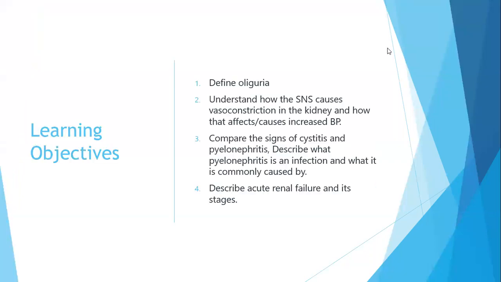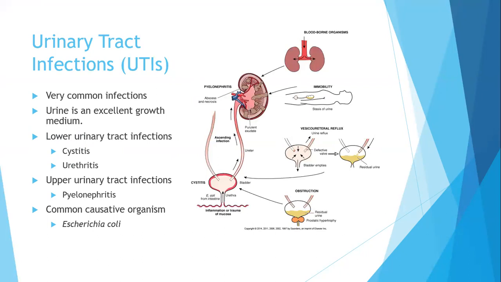So, same learning objectives. Urinary tract infections, UTIs, are very common. Urine is an excellent growth medium. Lower urinary tract infections include cystitis, which is a bladder infection, and urethritis, infection of the urethra. Upper urinary infections include pyelonephritis, and they're frequently caused by E. coli from the other excretory system of our body because they're close. So that's a pretty common thing.